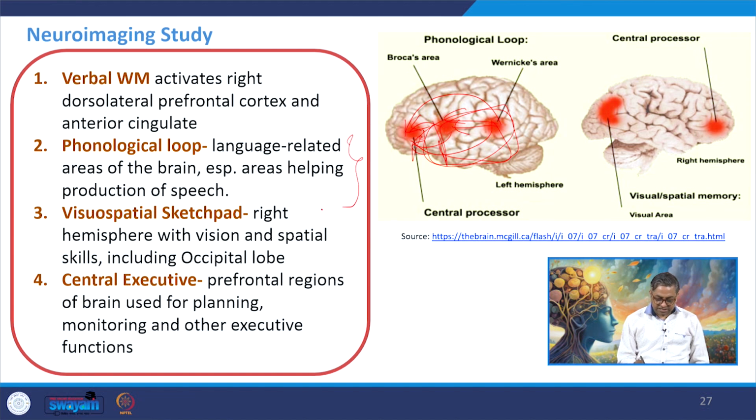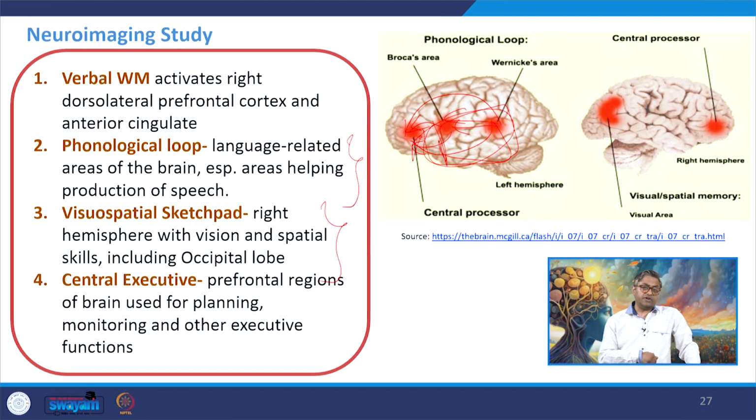For the visuospatial sketchpad, the right hemisphere with vision and spatial skills is highly involved, including the occipital lobe, which is responsible for all sorts of visual information. Here one has to see that the right hemisphere seems to have an important role in visual working memory and auditory working memory, and in the integration of this information to the central executive system.